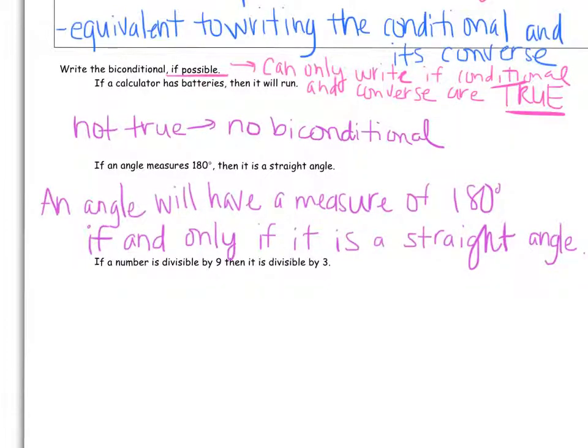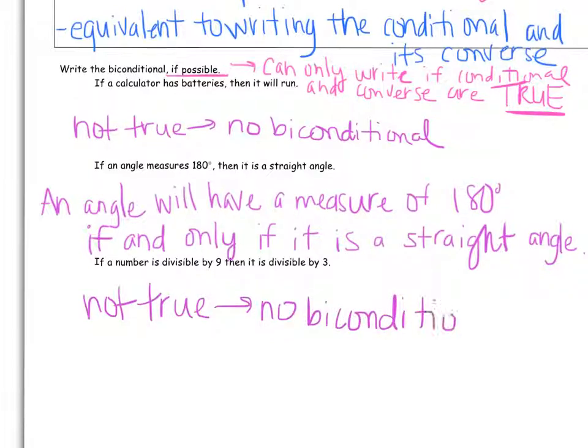Last example. If a number is divisible by 9, then it is divisible by 3. Is that true? Yes, it is. Okay. Is the converse true? No. If a number is divisible by 3, then it is divisible by 9. You can do 6, for example. Perfect. What did he provide for us? A counter example. Because we can show that the converse is not true, we are not going to write the biconditional. Very good.